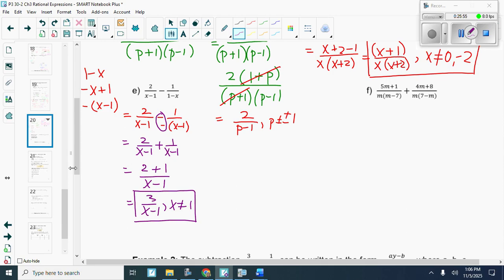We can do other ones on the board. Okay, we'll do this one in our notes and then we'll do some on the board. Okay, because I think that's a good thing.